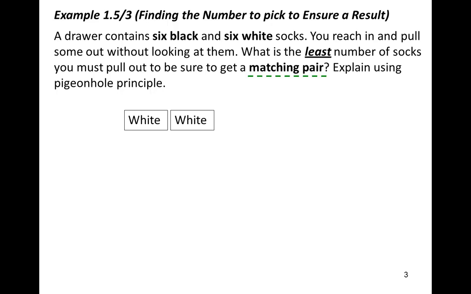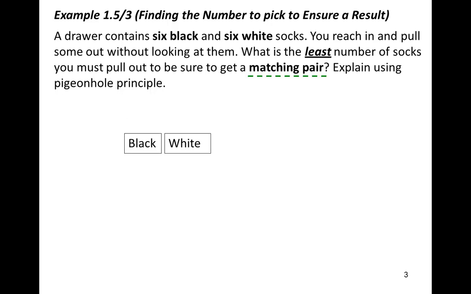No, the worst case is if the first sock is of one color, say black, and the second sock is of another color, say white. That means I still don't get a matching pair yet. What will happen to the third sock? If it turns out to be black, then I have a black matching pair. If it turns out to be white, then I have a white matching pair. Either way, 3 socks is the least number of socks that will meet my criteria, even if the worst case happens.